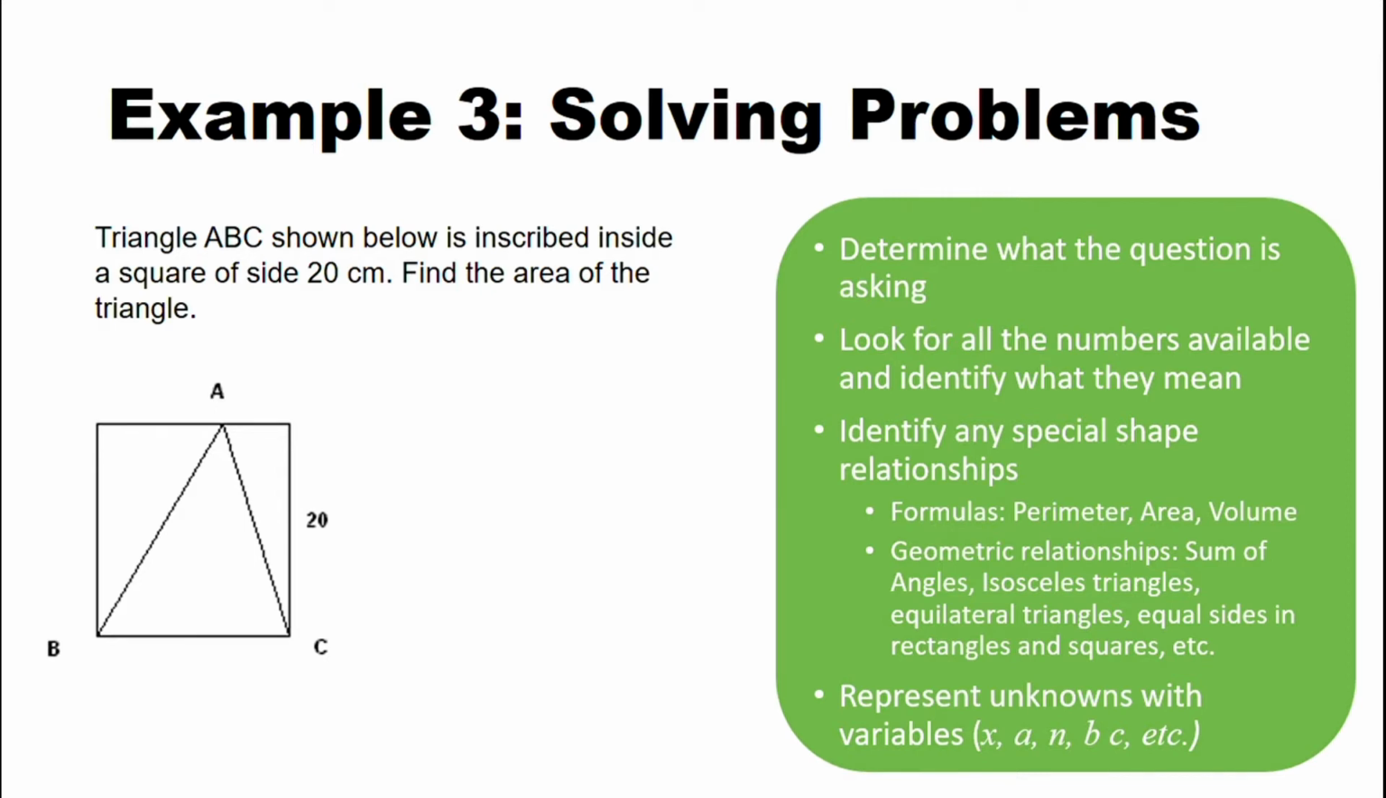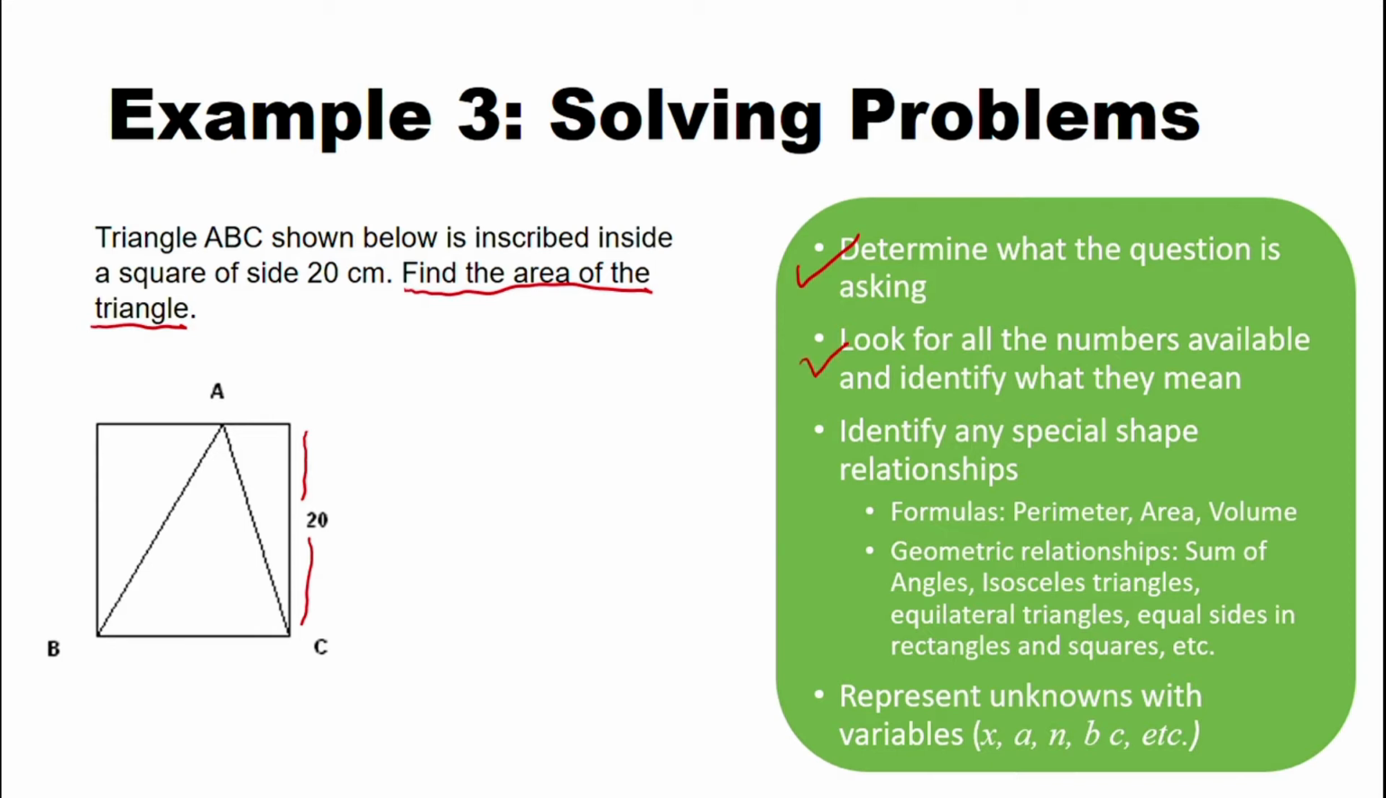Okay, so first thing, determine what the question is asking. It's asking me to find the area of a triangle. Okay, done. Look for all the numbers available and identify what they mean. So I've got a 20, and that means this side length is 20. Okay, that's literally the only thing that I have for numbers. So that's maybe a little tricky. We're going to have to figure some stuff out here.